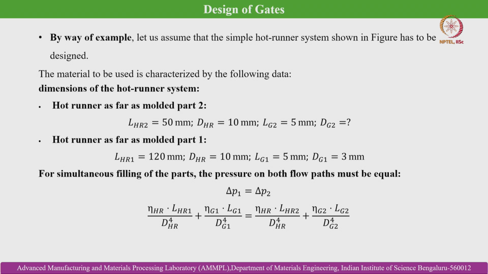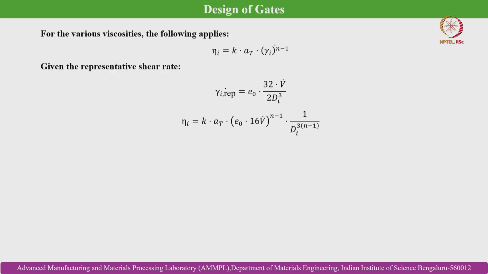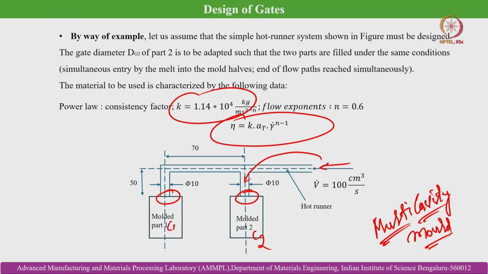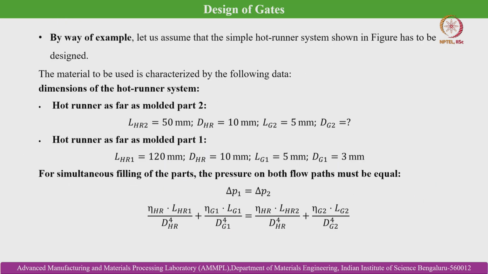So, let us assume that the simple hot runner system shown in figure has to be designed as shown. The material to be used is characterized by this following data. So, the dimensions of the hot runner system as far as molded part 2, this is the component 2 we are talking about, C2. In this case LHR2 is equal to 50 mm, DHR is equal to 10 mm and LG2 is equal to 5 mm, and DG2 is what we need to calculate, that means the in-gate diameter in case of component 2, cavity 2.